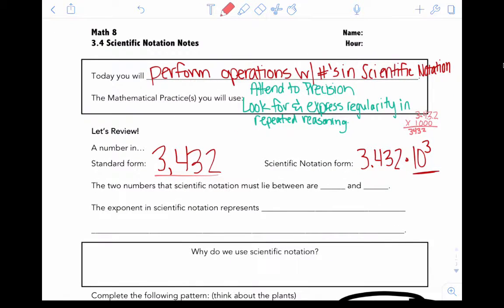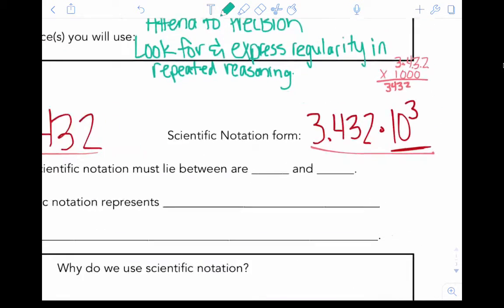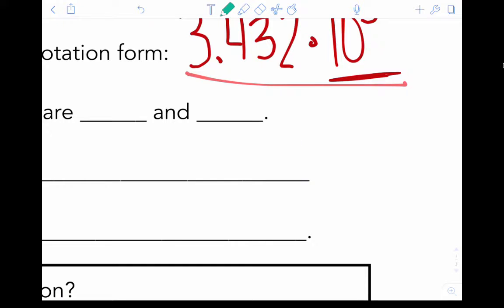So this is the notation that scientific notation is written in, and it's always going to be this same thing. That notation will be a number times 10 to an exponent. So we're always going to have a number here. It's always going to be times 10, and then it's always going to have an exponent connected to the 10.